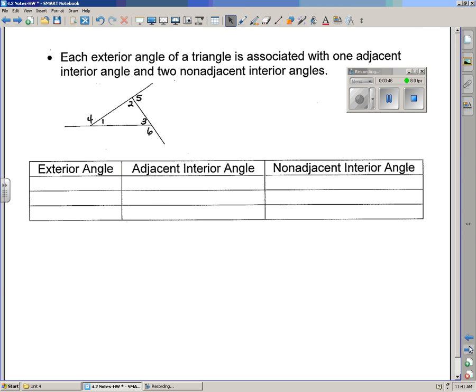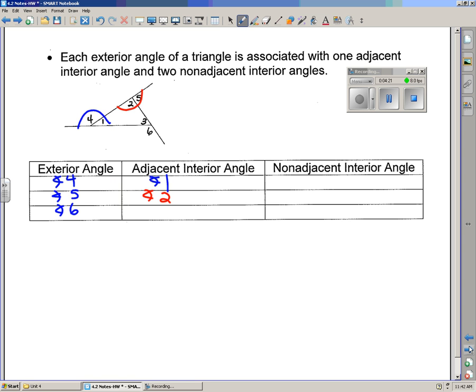Okay. So the next thing talks about exterior angles and then adjacent interior and non-adjacent interior. So the exterior angles is always when you extend a side. So for example, angle 4 would be an exterior angle, as would angle 5, as would angle 6. Those are all outside of the triangles. Well, if you look at angle 4, the angle that's adjacent to it, attached to it, would be angle 1. If you look at angle 5, the angle that's attached to it, the adjacent angle would be 2.